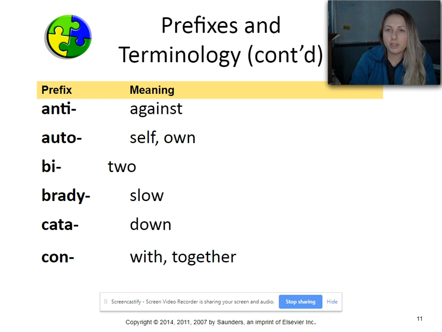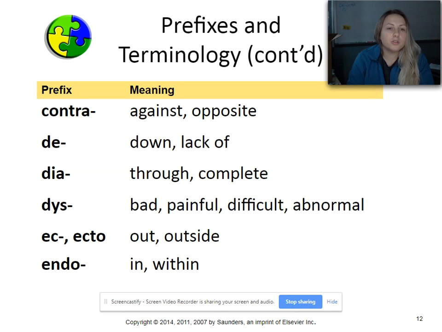Brady is slow. Bradycardia is a condition where your heart beats too slow. Bradypnea is where you breathe too slow. Cata is down, like catalyst means to break down. Con means with or together, like construct, to bind things together. Contra is against or opposite, like contrast.